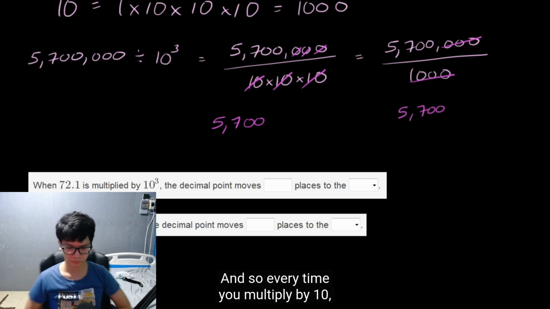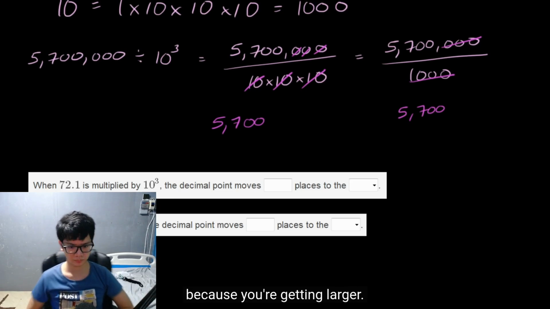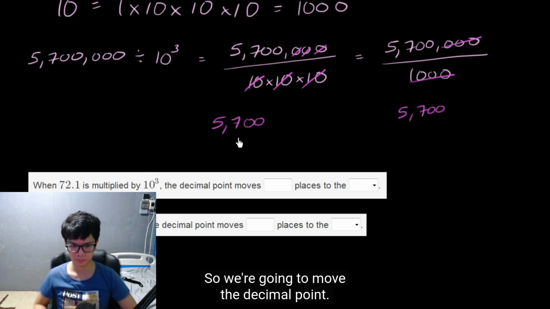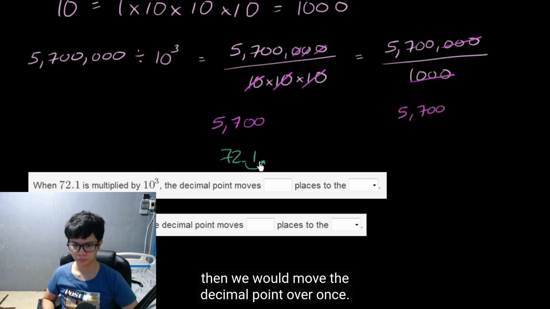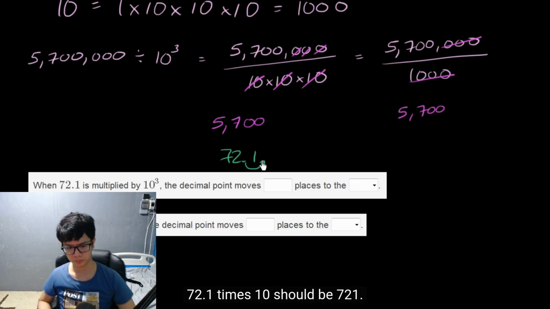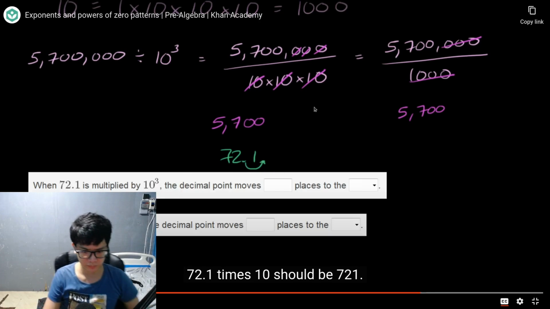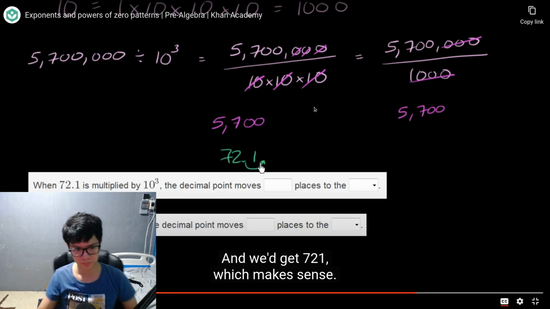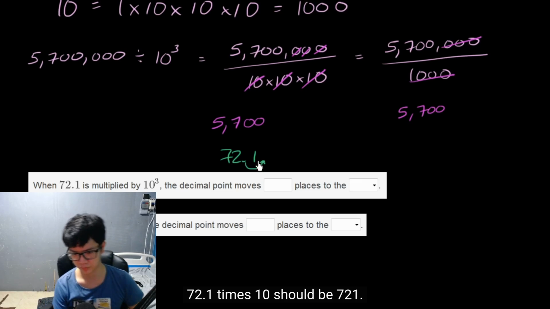And so every time you multiply by 10, your decimal point is going to move to the right because you're getting larger. So 72.1, if we multiply it by 10 once, then we move the decimal point over 1, so we get 721, which makes sense. 72 times 10 is 720, 72.1 times 10 should be 721.